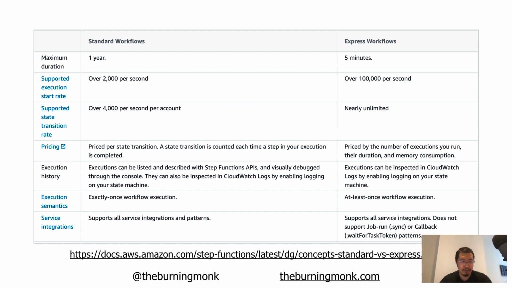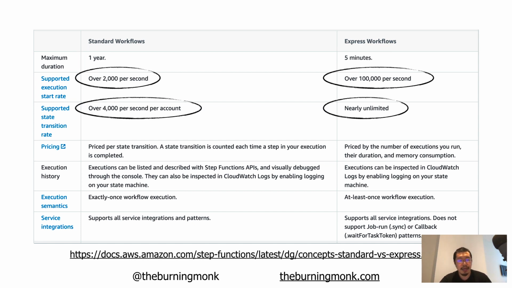The first one, there's this link here, which is very, very useful when you want to figure out the difference between standard versus express workflows. One of the big ones is just how long an express workflow can run for, which is only 5 minutes, whereas a standard workflow can run for an entire year. And then there's also a big difference in terms of the throughput.